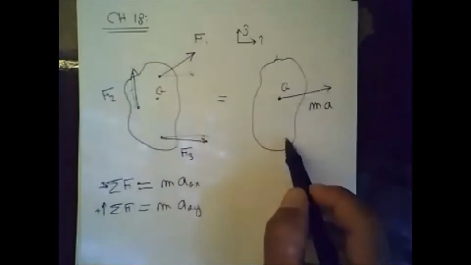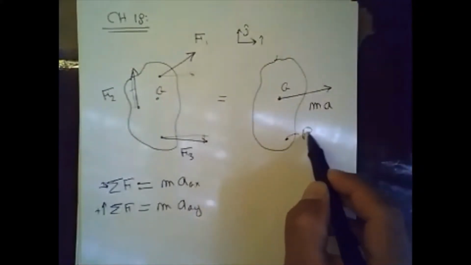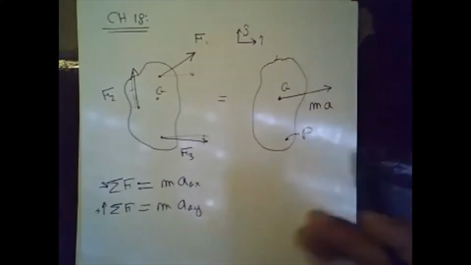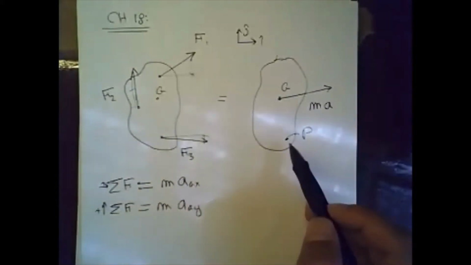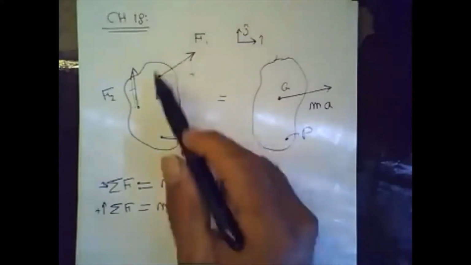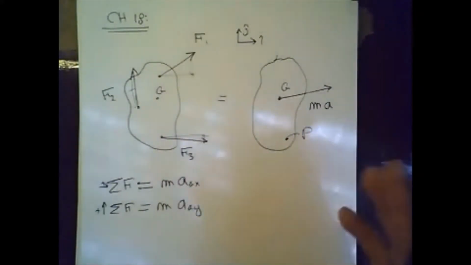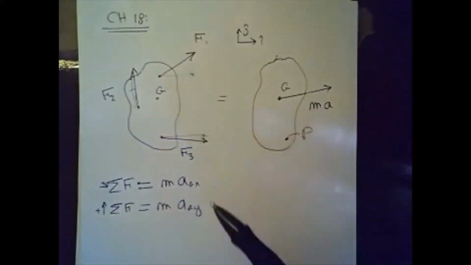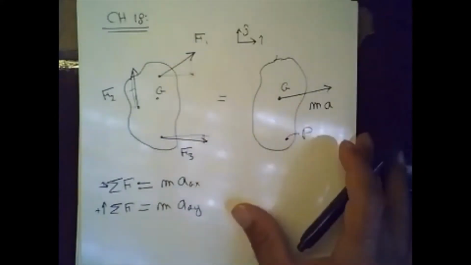If you want to find the acceleration of that point on a rigid body, let's call it P, you actually have to use kinematics, right? You won't be able to use the forces to find the acceleration of a point that is not the center of gravity. But how do we use these forces to find the acceleration of that point P? What we have to do is find the angular acceleration of that rigid body.